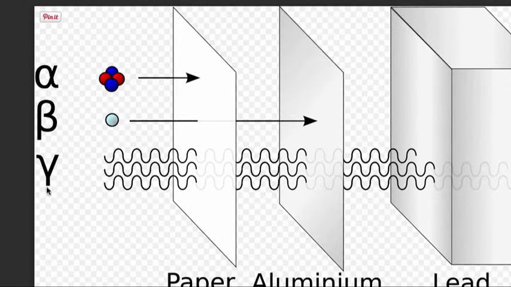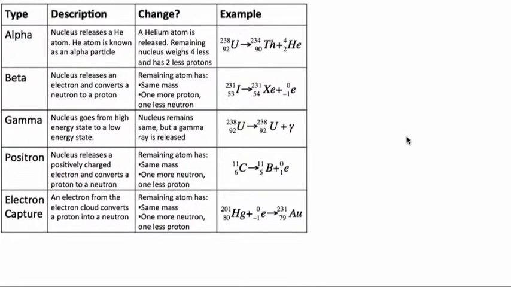The gamma decay is just light energy, it's not made of a physical particle. It's just high energy, and again, it can go through the atom because it's mostly empty space, and you need some really thick and dense material, for example lead, in order to shield against that. So let's summarize this and take a look at how we can actually write reactions for these.